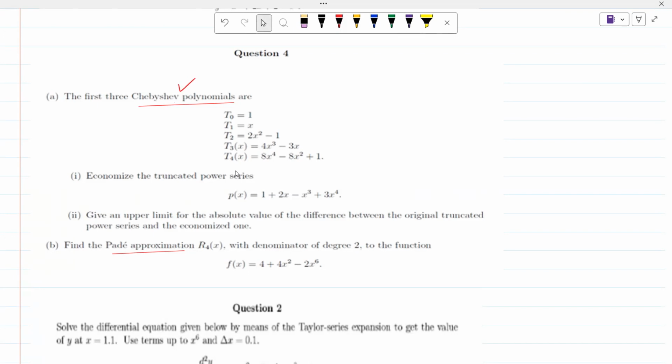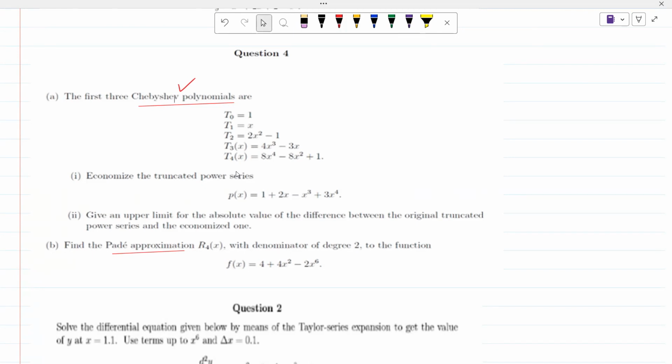Right. So let's discuss the Padé approximation as it comes in the exam, and the Chebyshev polynomials. How these polynomials work and how these polynomials need to be studied. Okay. Let's get started with the Chebyshev polynomials. Here's a question as it comes in the exam.